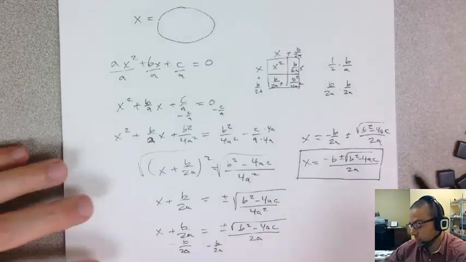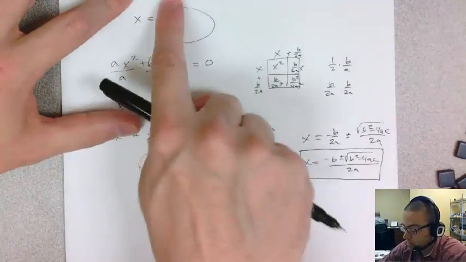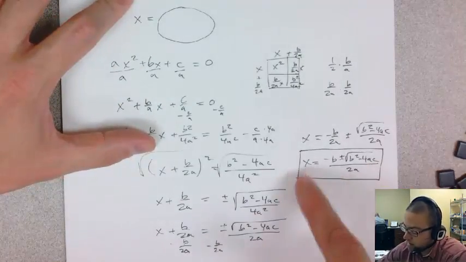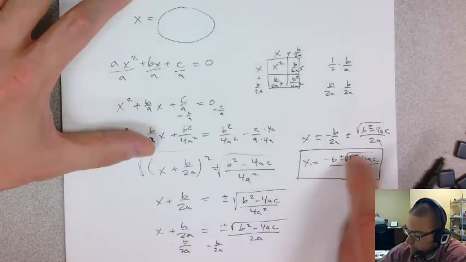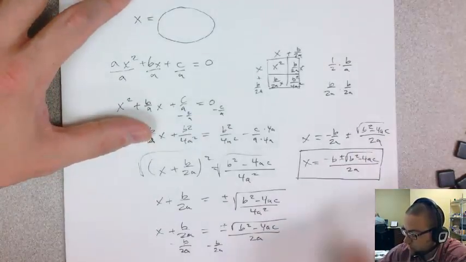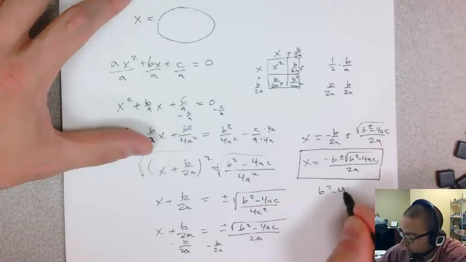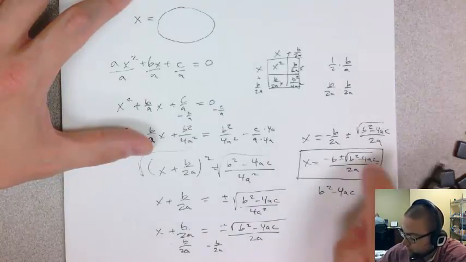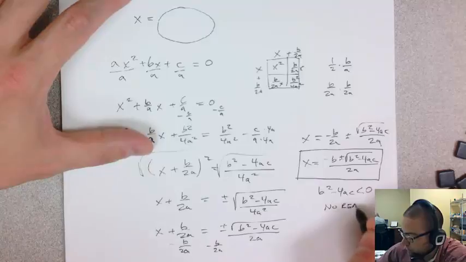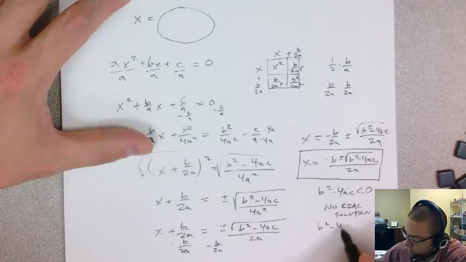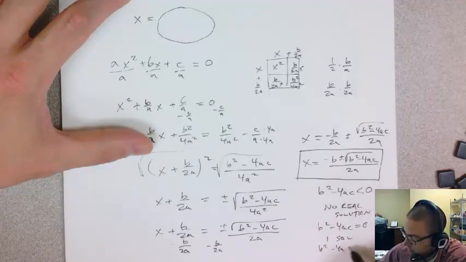This is a pretty powerful formula because all you have to do is know your coefficients a, b, and c, plug them in, and it will spit out two solutions, both the plus and the minus. But if the part under the square root is equal to 0, the square root of 0 is just 0, so then you only have one solution. And if b squared minus 4ac is negative, you can't take the square root of a negative number, so if it's less than 0, you have no real solution. If b squared minus 4ac is equal to 0, there's one solution. And if b squared minus 4ac is positive, greater than 0, you have two solutions.